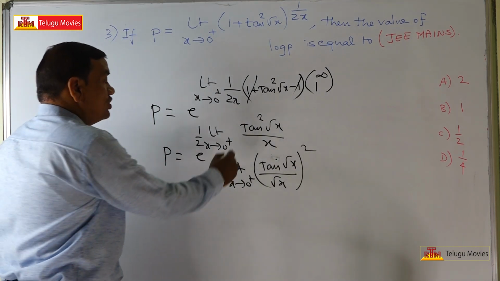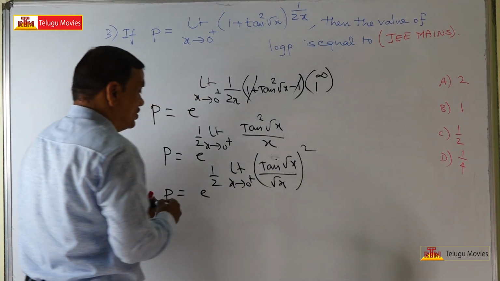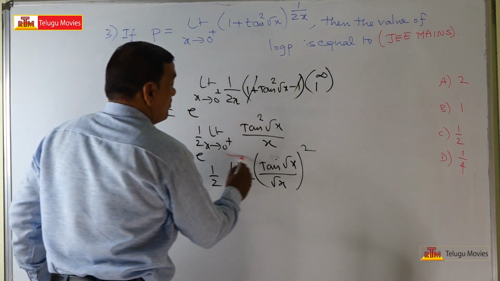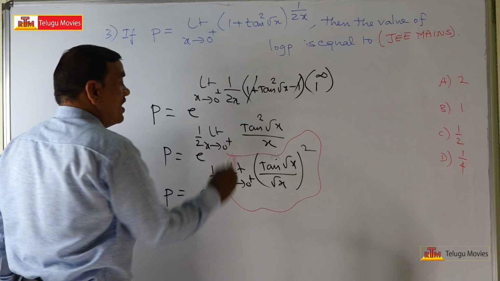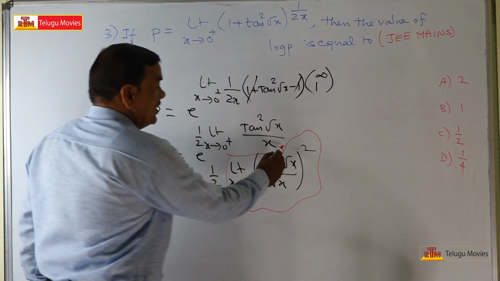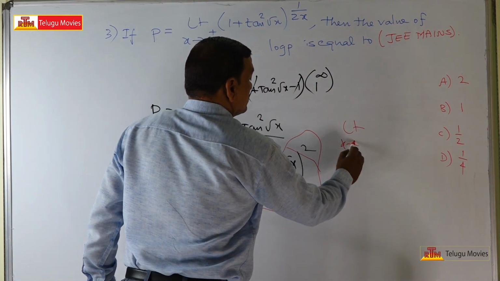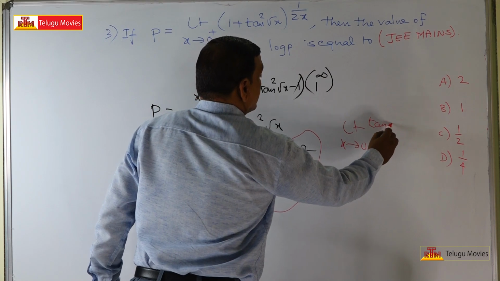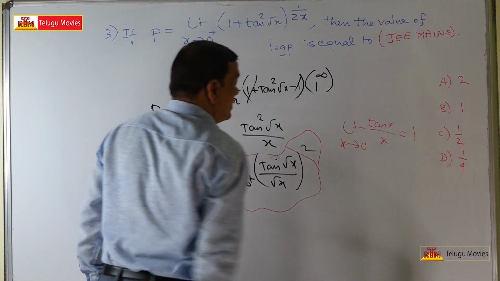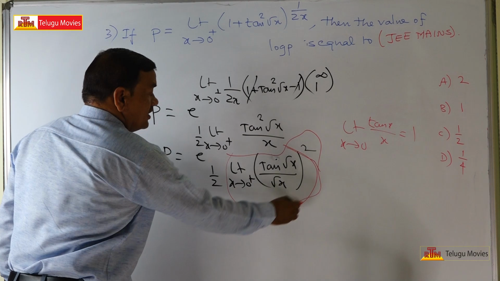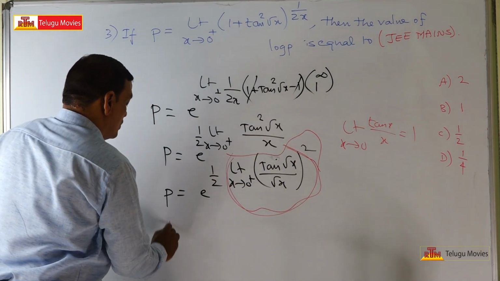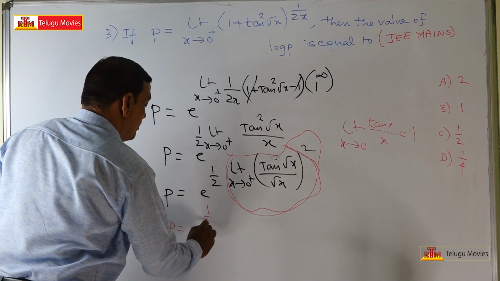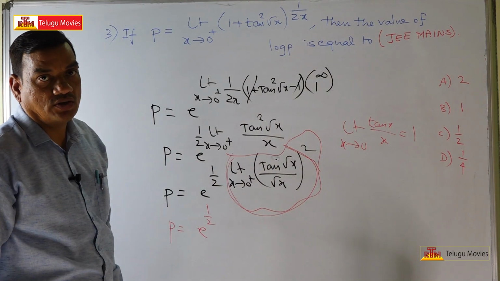Okay now. So this total value, whatever may be here, this total value is equal to how much? 1. Up to here 1. So limit x tends to 0, tan x upon x value is equal to how much? 1. So up to here it is 1 and 1 square is 1. So p is equal to e power 1 by 2 we got.